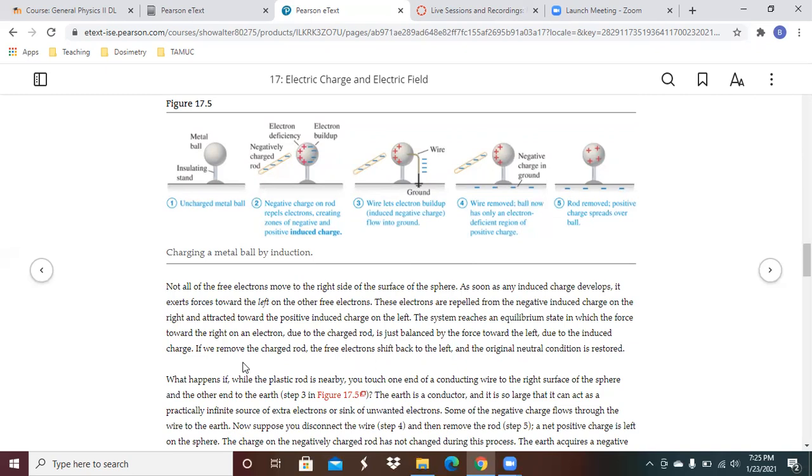The system reaches an equilibrium state in which the force towards the right on the electron due to the charged rod is just balanced by the force towards the left due to the induced charge. If we remove the charged rod, the free electrons shift back to the left and the original neutral condition is restored.